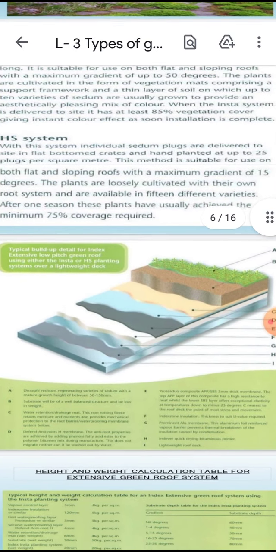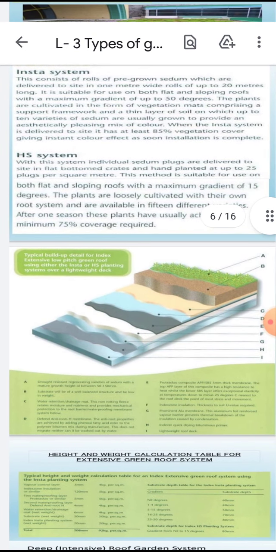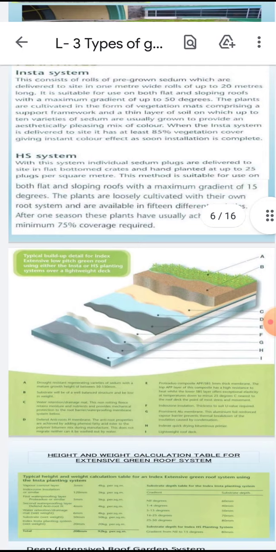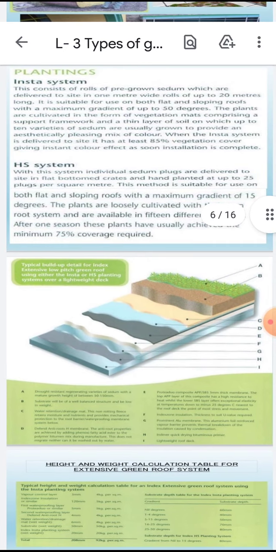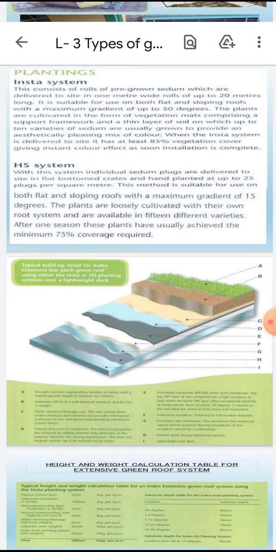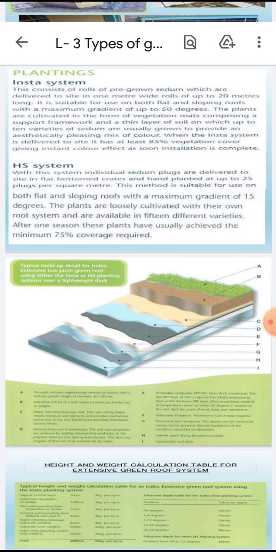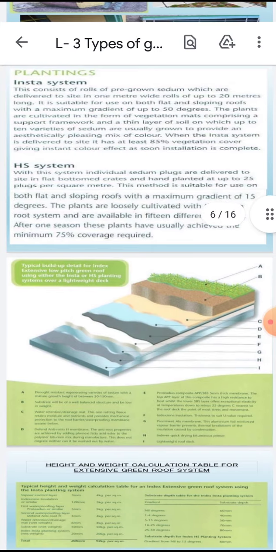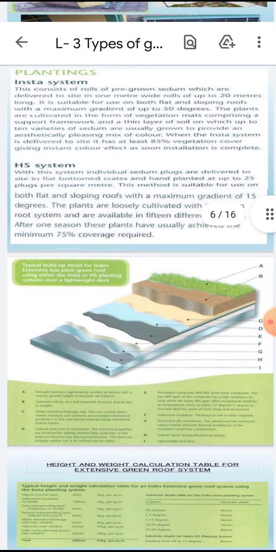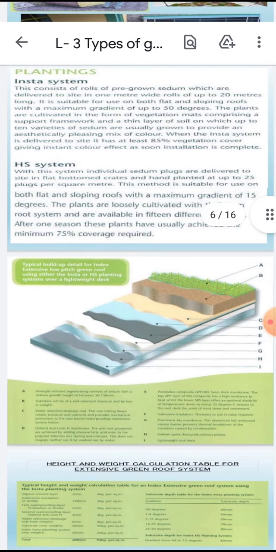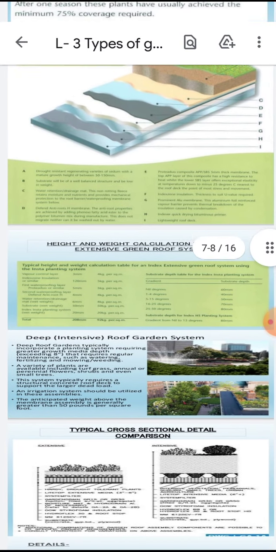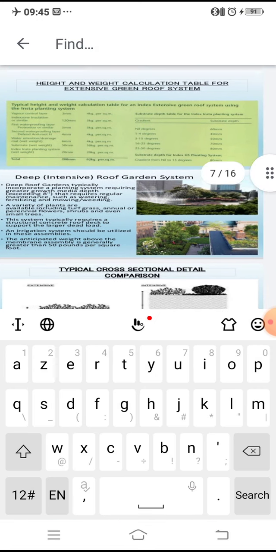Then in the HS system, the individual sedum is generally selected, up to 25 centimeters, and it is dipped into the soil. For the cultivation, there may be about 15 different varieties. Suppose we select any small vegetative plants used for ornamental purposes, the kind of plants that we use here, right? Then in this, the height and weight are generally calculated.